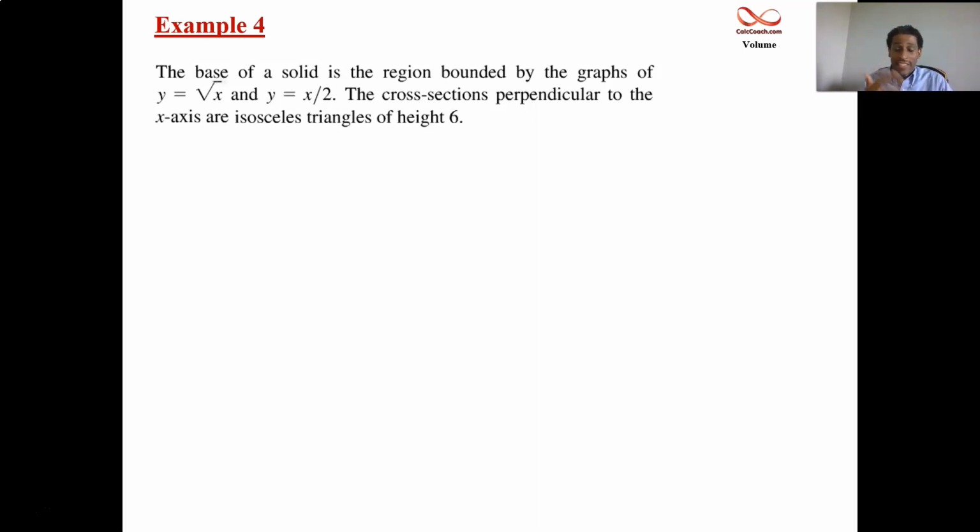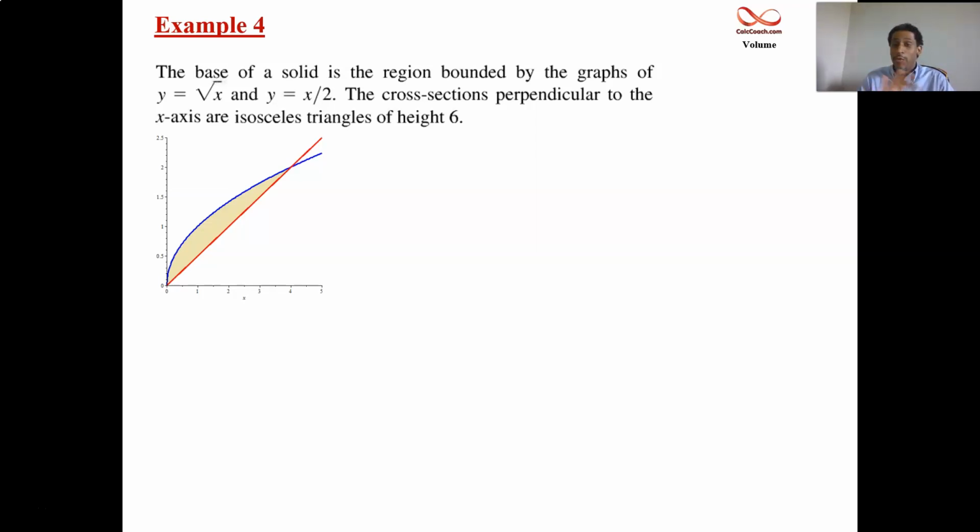Step 1 in the process is to get a good drawing. Y equals root x, got to know what that looks like. Y equals x over 2, you got to know what that looks like. So root x is a parabola that's turned on its side, the 1/2 of it. And y equals x over 2 is just a line coming from the origin because it's like mx plus b with m being a half.